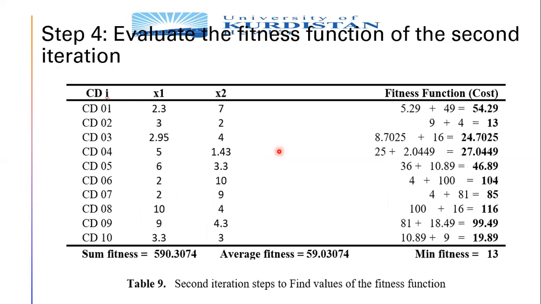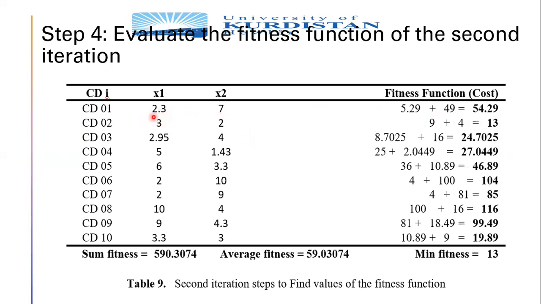Now the update is done. You can see some of the fitness is changed and the average is changed, and the minimum became 13 now. It was 18. So in this iteration, we got a better drawing. The best solution is child number 2. It's changed to 13.